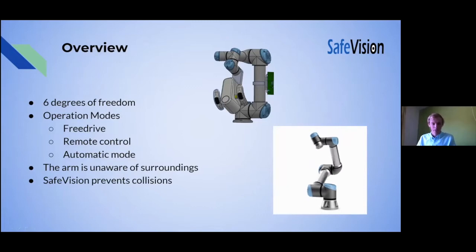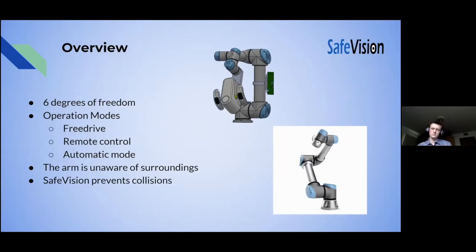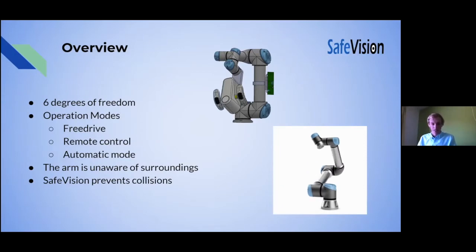There are 3 operation modes, the first being free drive, where the user controls the arm by applying torque to the head of the arm. Second, remote control, where a user controls the arm through another device. And finally, automatic mode, where a set of pre-planned movements are automatically executed. The arm is unaware of surroundings, including doctors and equipment, and this may lead to accidental collision. Therefore, our goal is to prevent these collisions from happening.